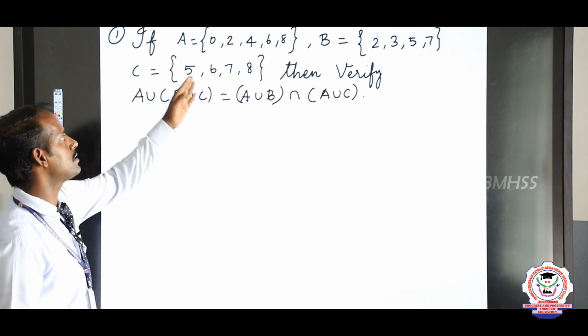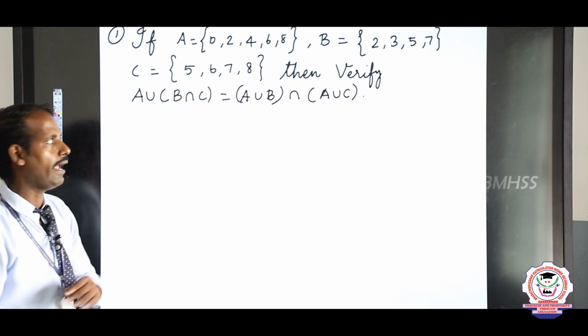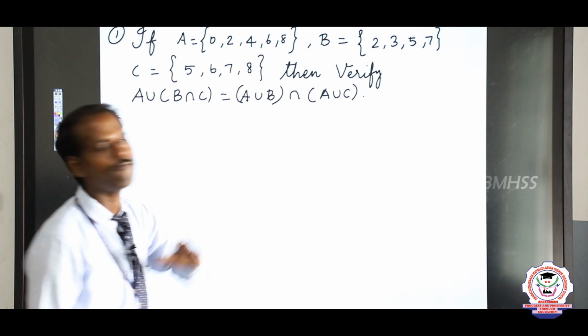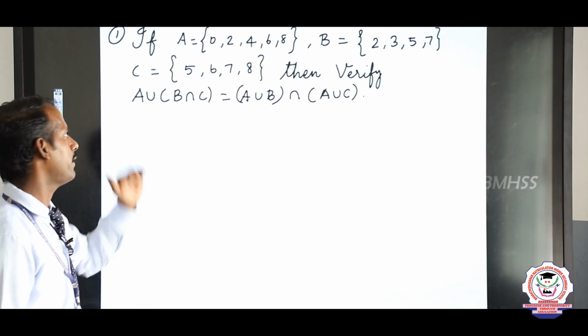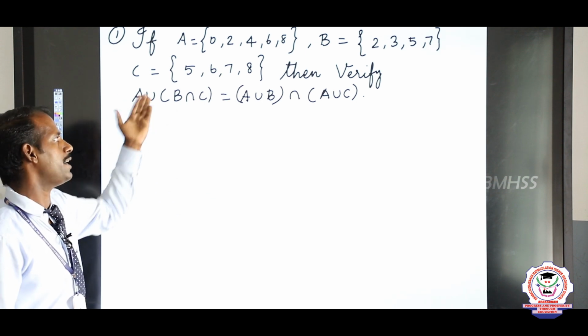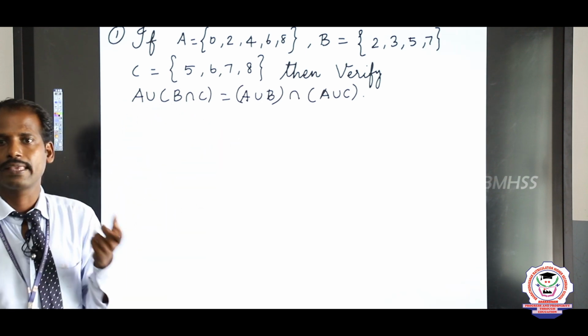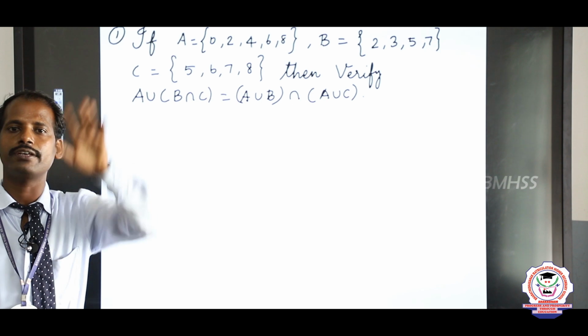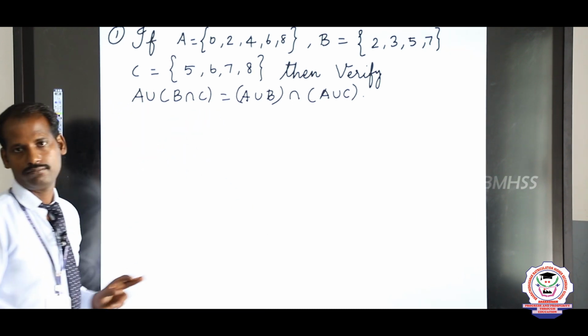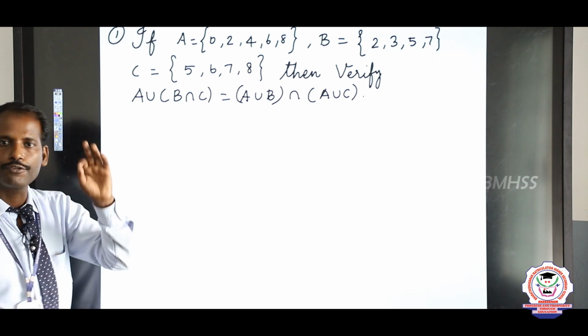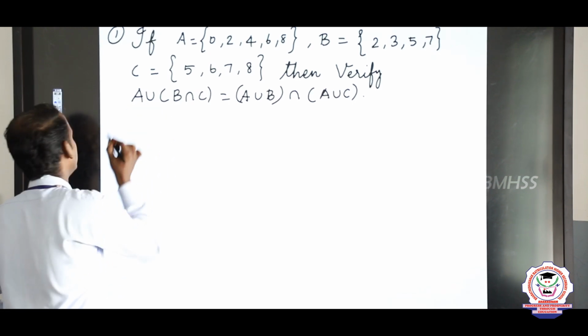If A equal to 0, 2, 4, 6, 8 and B set is 2, 3, 5, 7 and C set is 5, 6, 7, 8, then verify A union B intersection C is equal to A union B intersection A union C. This is a distributive property of union. Here using union.